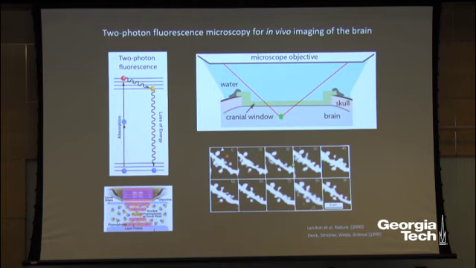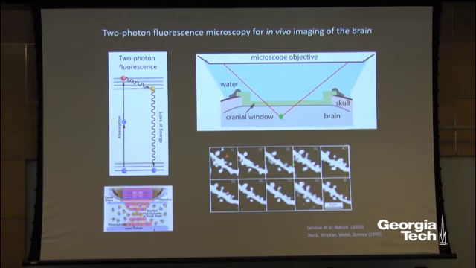And one other nice thing is that it works in scattering sample because the signal is only generated at the focus, and you know exactly where your laser focus is. So then you can form this kind of nice images in an optically opaque sample like the brain.